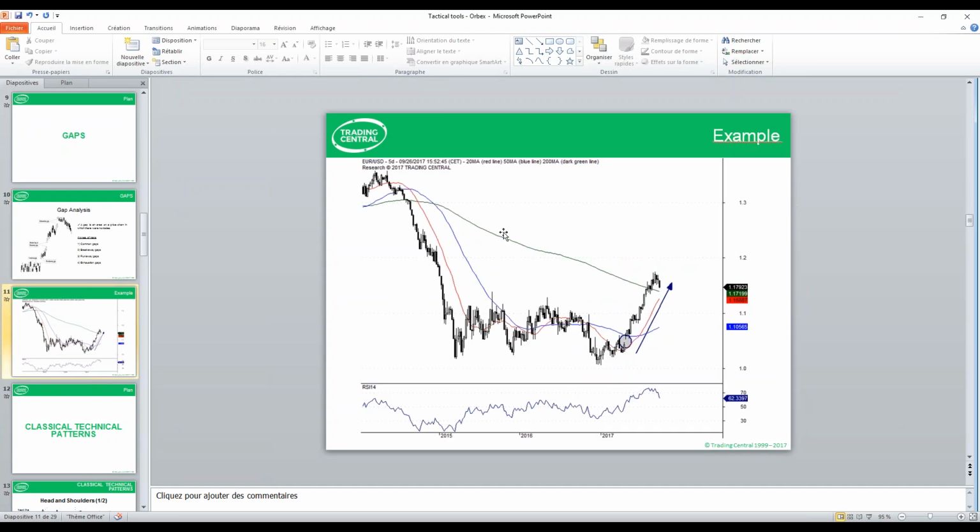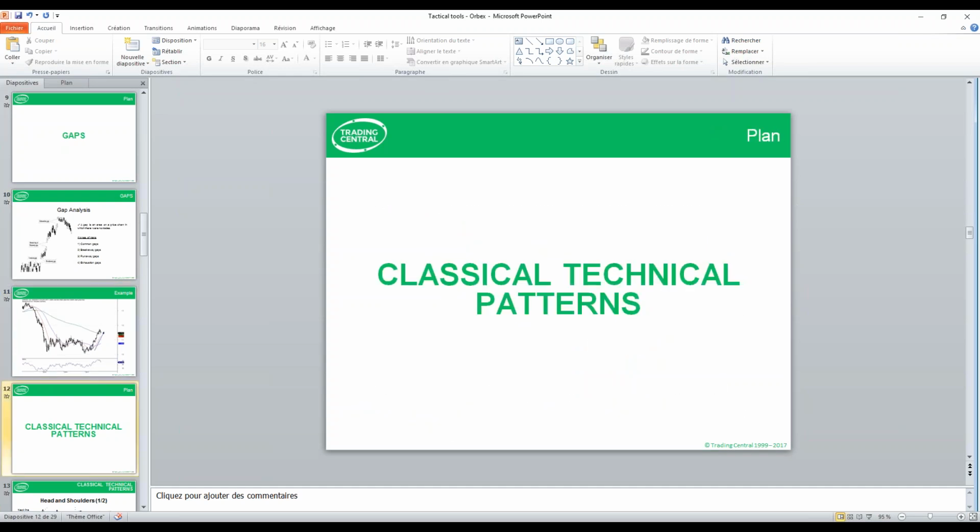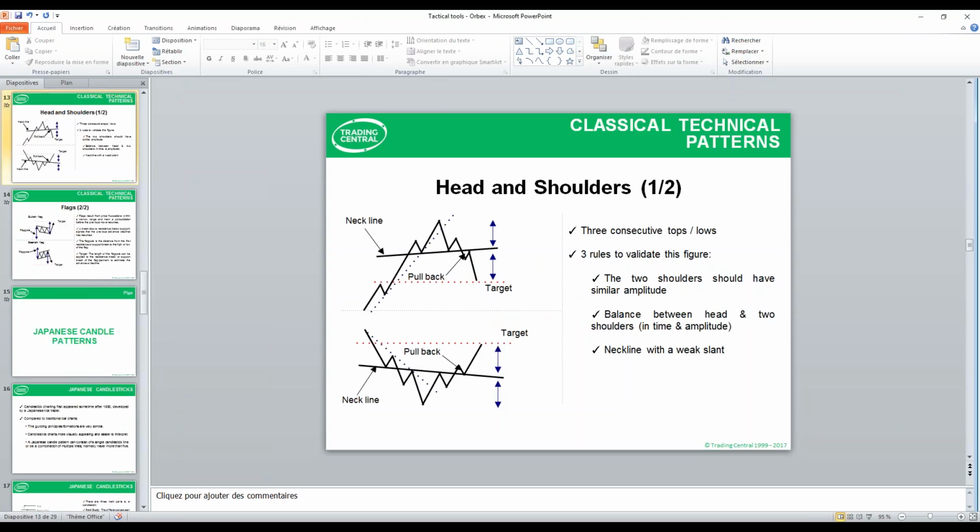Okay, so let's switch to the classical patterns now. So let's start with the head and shoulders. As I explained at the beginning of this webinar, you have 2 types of pattern. The first type is the reversal trend pattern, and the head and shoulders is one of the most popular reversal trend patterns. So why use this kind of pattern?